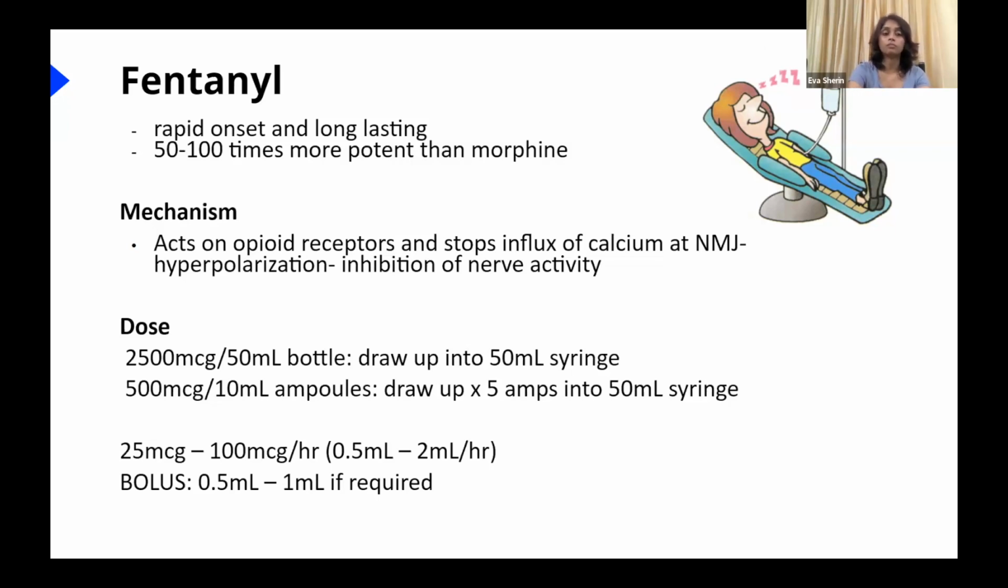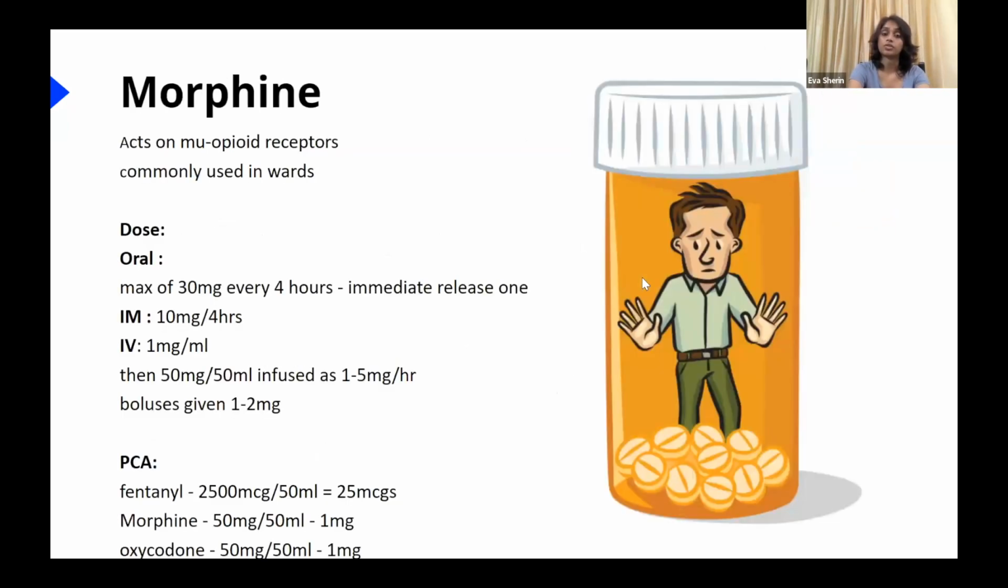Yeah, so the concentration in which it comes is either 50 ml bottles or 10 ml. And like I said, if it's 10 ml, you take 5 bottles of it and make it 50 ml in a syringe and then start the infusion again. I don't believe it requires any dilution at this point because it's usually through a PCA as well.